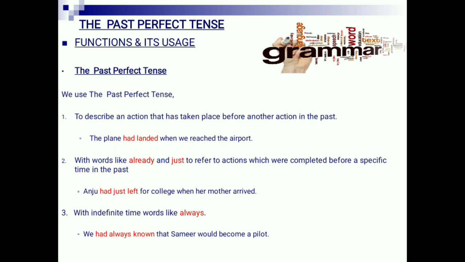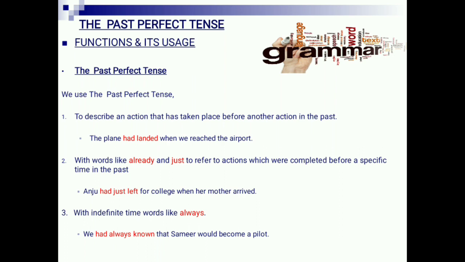Third one, with indefinite time words like always. When there is the word always, we can use past perfect tense, but not every time. See the example. We had always known that Samir would become a pilot. In this type of sentence, we can use past perfect tense. We had always known that Samir would become a pilot.